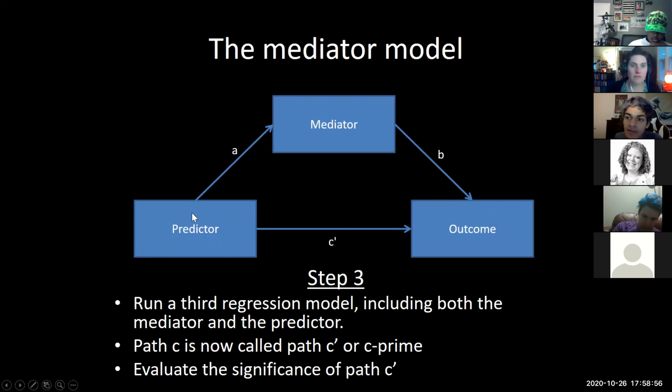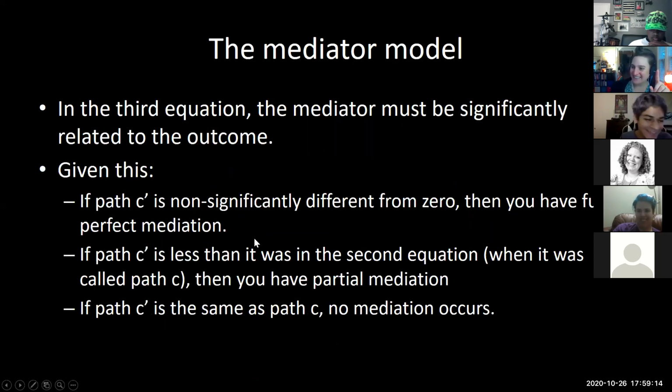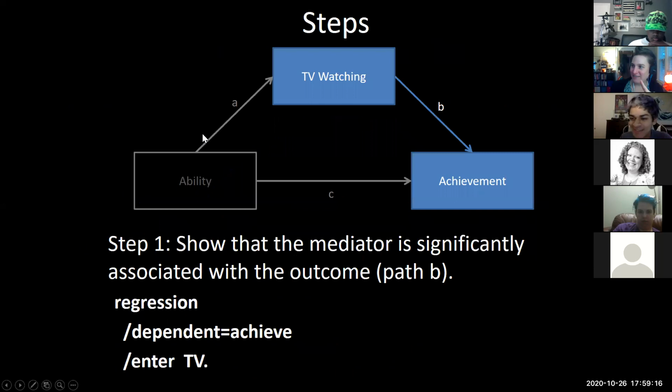So Dr. Logan, when you're putting in both the predictors to find out whether it's mediating, do you run a multiple regression or a hierarchical regression? Yes. You do both. Both? Okay, cool.